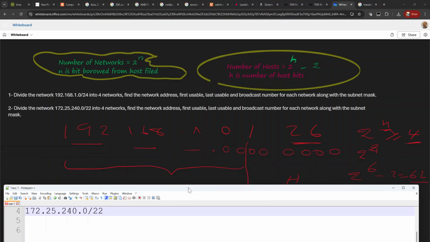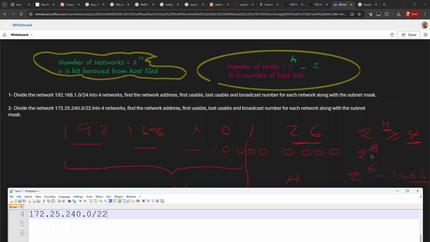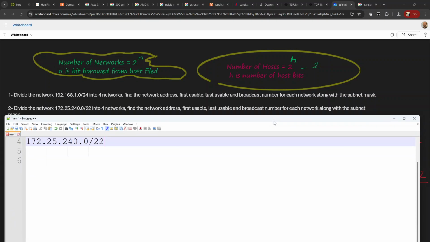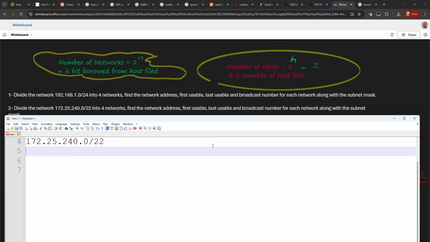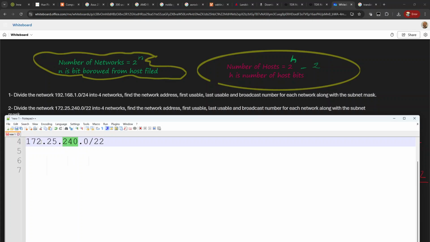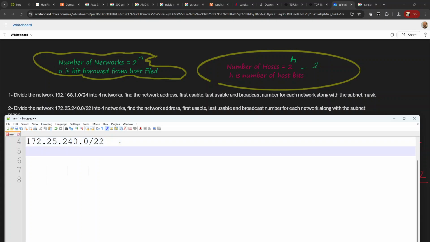Then we are going to use the same approach: 2 to the power of 2 equals 4, and 4 is greater than or equal to 4. So the bits that we need to borrow are 2. But in this case we have /22, and /22 is on the third octet, because we have 8 bits plus 8 is 16, and then we have 17 all the way to 24 in the third octet. That's why we need to write both octets, the third one and the last one.